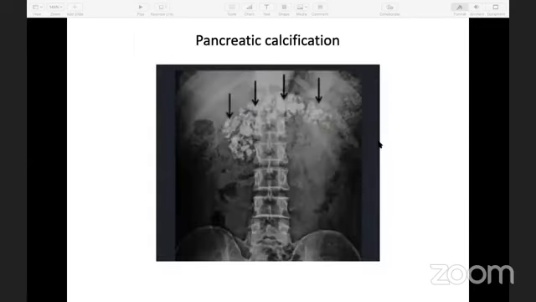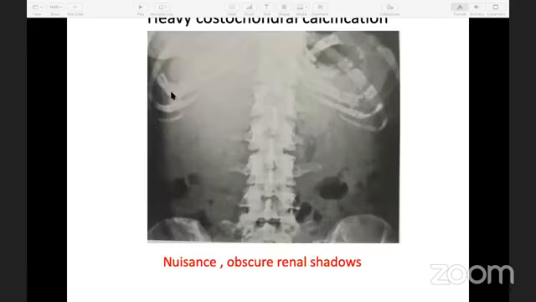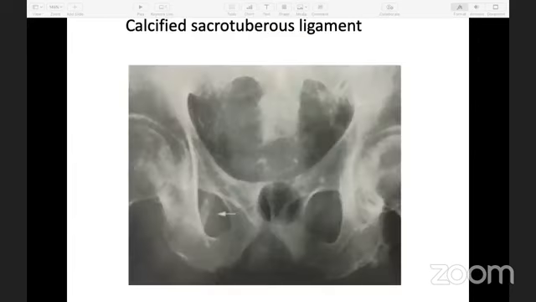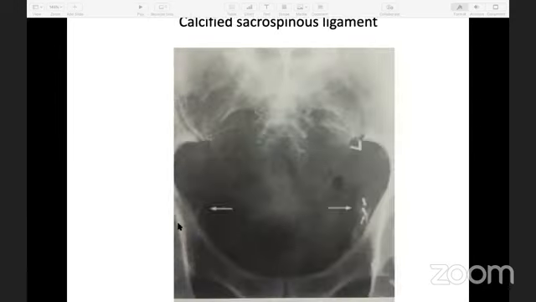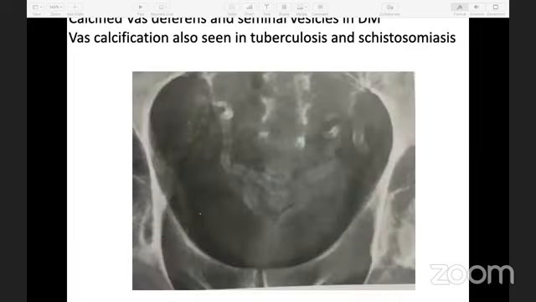This X-ray shows calcification involving the whole pancreas. Bilateral heavy costochondral calcifications obscuring fine details of the upper poles of both kidneys. Calcified right sacrotuberous ligament. Calcified bilateral sacrospinous ligaments. Calcified vas deferens and seminal vesicles.